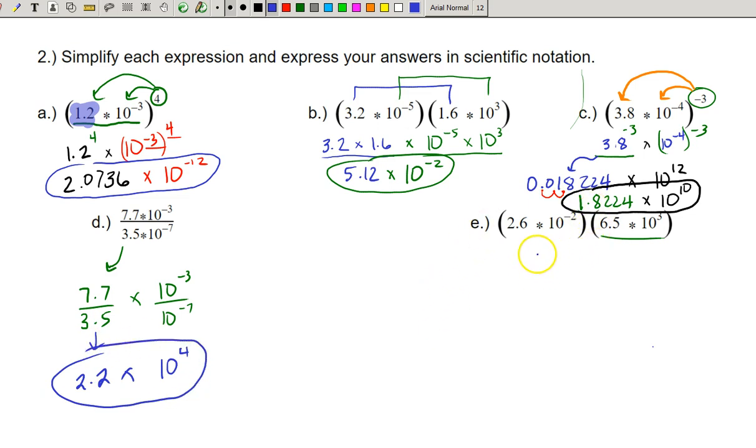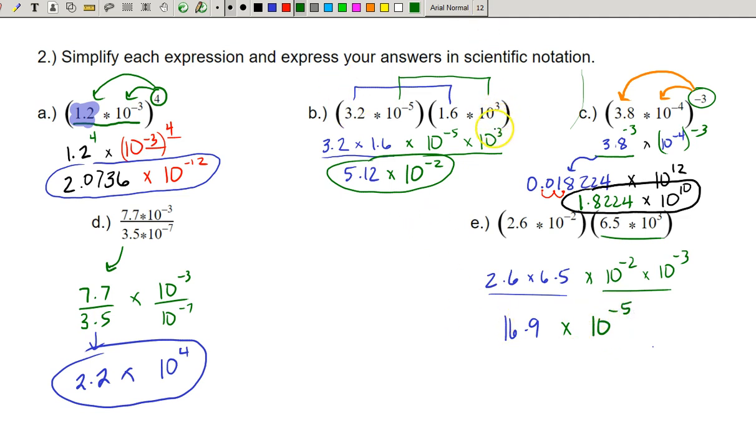Then we look at part E, kind of similar to part B. We're going to have 2.6 times 6.5. I'm just going to rearrange those numbers, and then I'm going to put the powers of 10 together. So 10 to the negative 2 times 10 to the negative 3. And I can group these accordingly and figure out what each one is. So this becomes 16.9. And then for the powers of 10, we use our exponent properties to add, and this becomes negative 5.